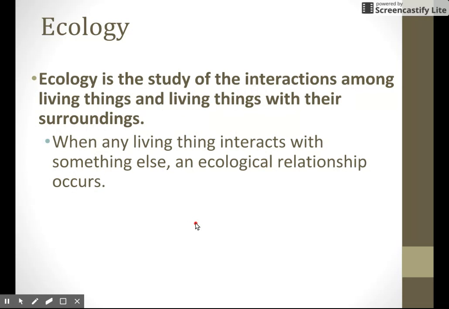Now, ecology is the study of the interactions among living things and living things within their surroundings. When any living thing interacts with something else, an ecological relationship occurs. This can be as simple as an organism going through another organism's territory, or it can be as complex as organisms breaking down other dead things to create things for that organism to then go off of, and then we would eat those plants, and then we would gain some kind of energy and produce products for another organism to take in. But ecology is looking into these relationships and how these things interact with everything around it.